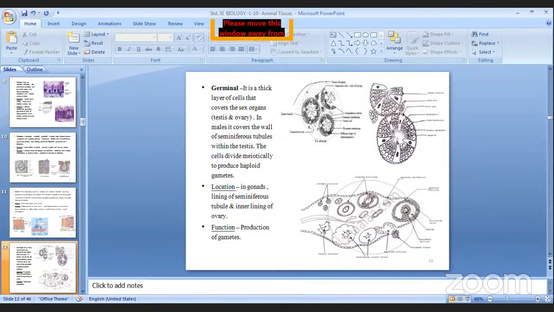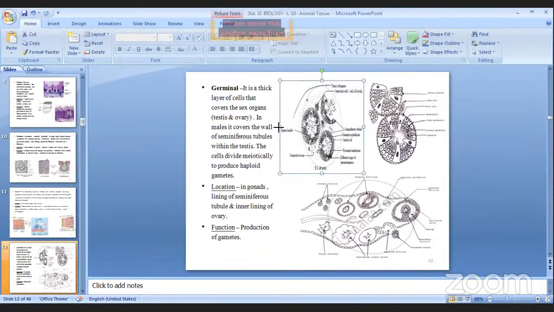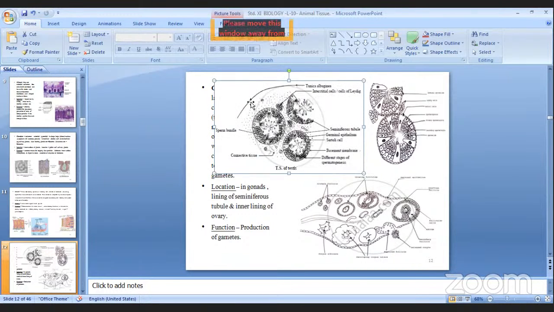Next is germinal epithelium. Germinal epithelial cells, this tissue forms the covering of the gonads, student. This is TS of testis. I'll just enlarge it a little and show you. See here, this is TS of testis. This is enveloped by a layer of cells known as germinal epithelial cells, right? Inside the testis, there are certain tubular structures known as seminiferous tubules. These seminiferous tubules are also lined. You can see these cells over here, and moving the arrow mark, you see these are also germinal epithelial cells.